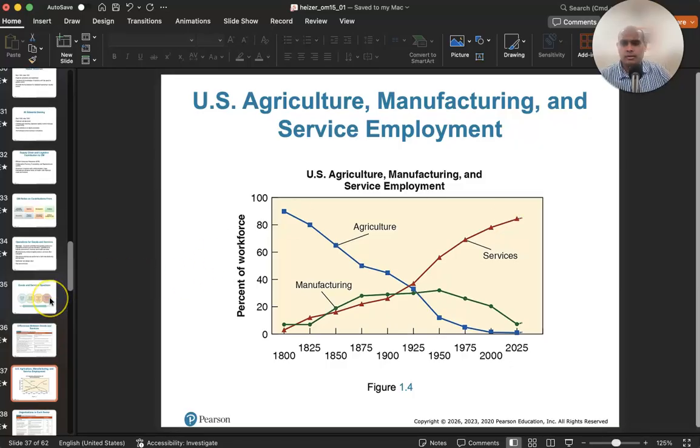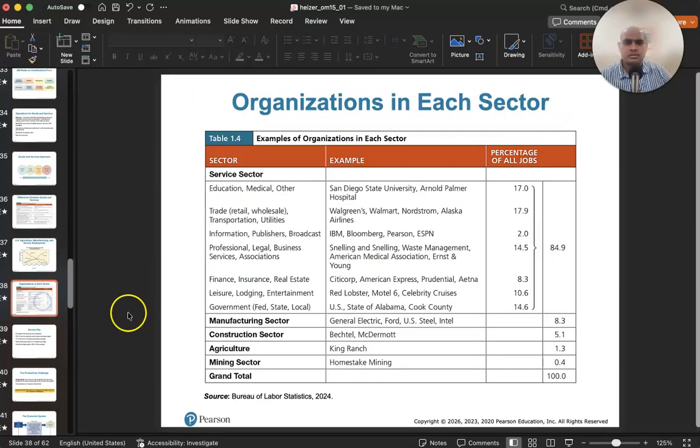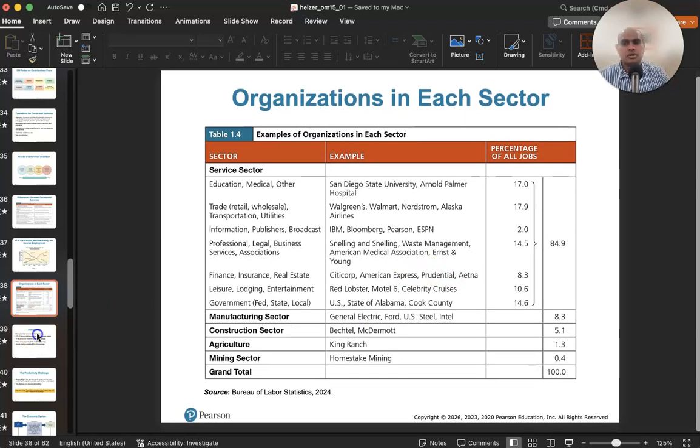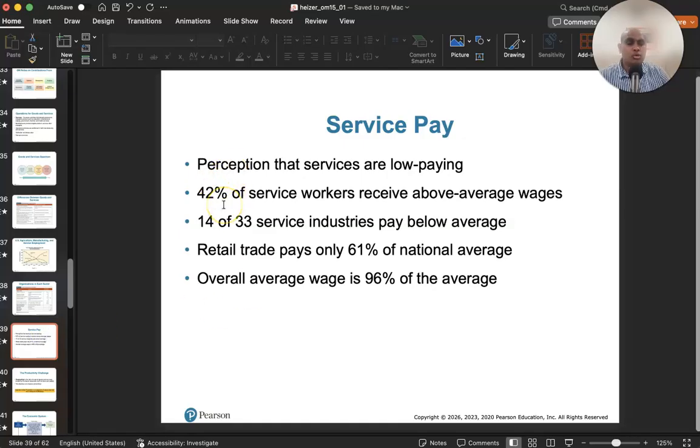And finally, this is the last slide here. This gives you an idea of the jobs. So about 85% of all jobs that exist these days happen in the service sector, and these are the other jobs. Now, there is a perception that service jobs don't pay well, but you have to realize that most of the jobs are service jobs. So 42% of service workers actually receive above average wages. But it depends on what you define as a service worker, right? So if somebody is filing taxes for you, the CPA is a service worker also. So that's the idea there.